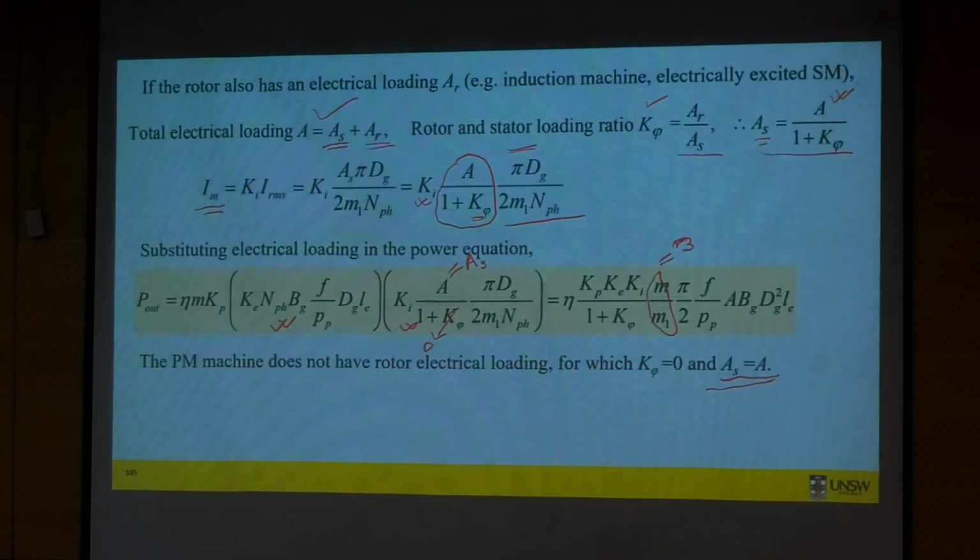Equal to 3. Okay? M over M1 becomes simply equal to 3. Using the power equation, you will know the frequency and pole pairs. And this is your current loading, this is your magnetic loading, and Dg squared, because now we have a Dg here and a Dg here, so it becomes Dg squared, the air gap diameter squared, times Le. Okay, Le is the axial length. All right. So two unknowns for us, Dg and Le.